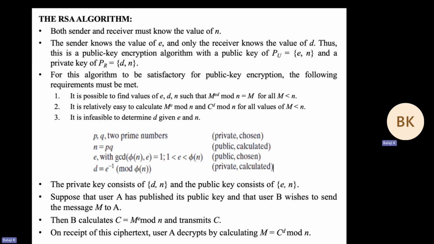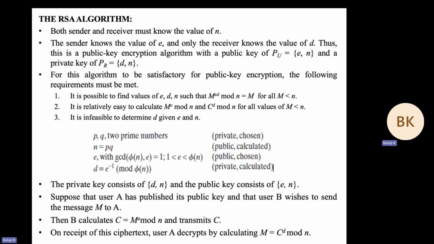Randomly we need to substitute the values of e, so that whichever value satisfies the condition GCD of phi of n comma e equal to 1, we can select that value. There is no rule that we need to select the first value. So randomly we will substitute. We will get multiple options for that condition. So that is the beauty of this RSA algorithm.